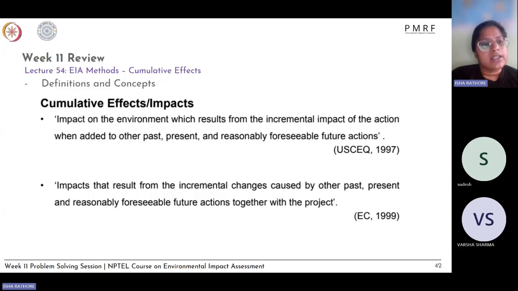this management. Then lecture 54 was for EIA methods on cumulative effects. We first begin with definitions and concepts. Cumulative impacts, as defined by the US CEQ in 1997, are impacts on the environment which result from the incremental impact of the action when added to other past, present, and reasonably foreseeable future actions. Another definition is impacts that result from incremental changes caused by other past, present, and reasonably foreseeable future actions together with the project.